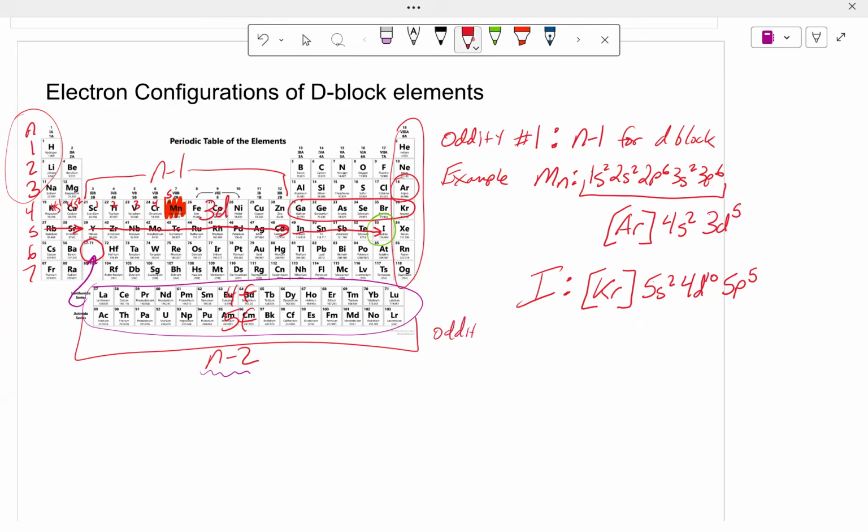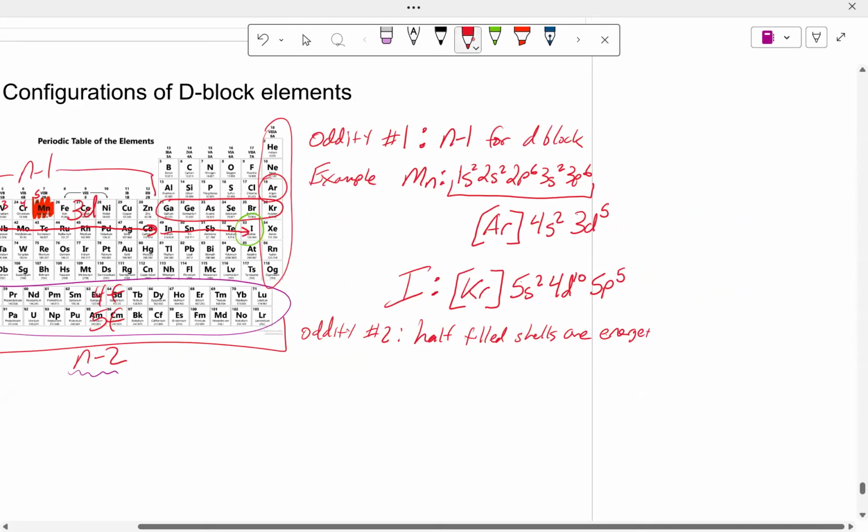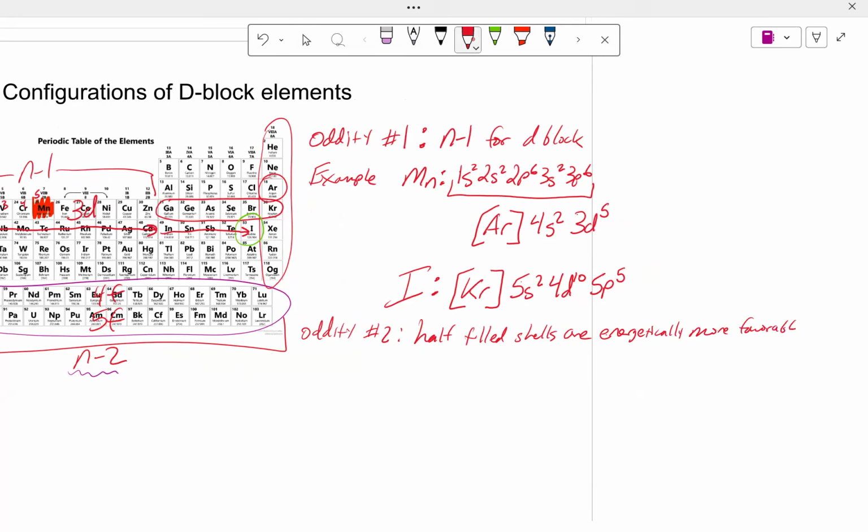Now, weird thing number 2, half-filled shells are energetically more favorable. And the reason for this is electrons, if they can avoid being paired up, they're going to want to have their own room. Because think about it, electrons have a negative charge. If I try to force two negatively charged things to be close to each other, what do they want to do? They're going to repel.